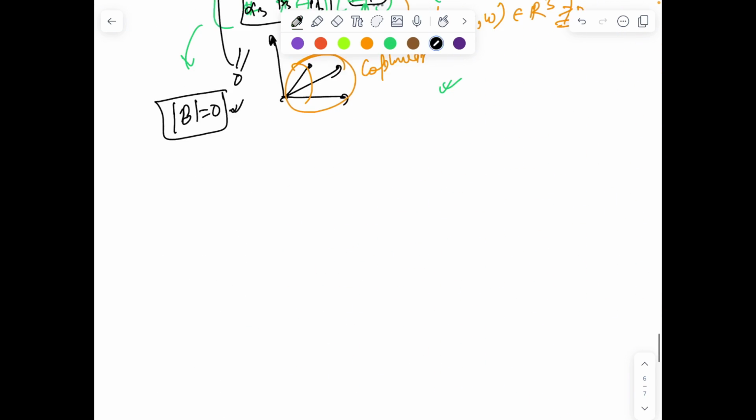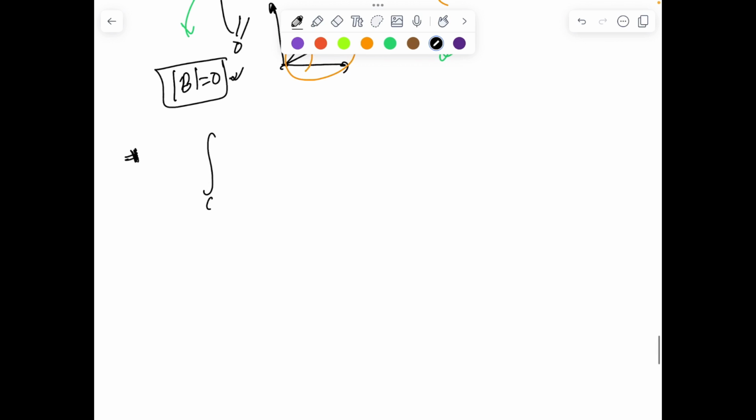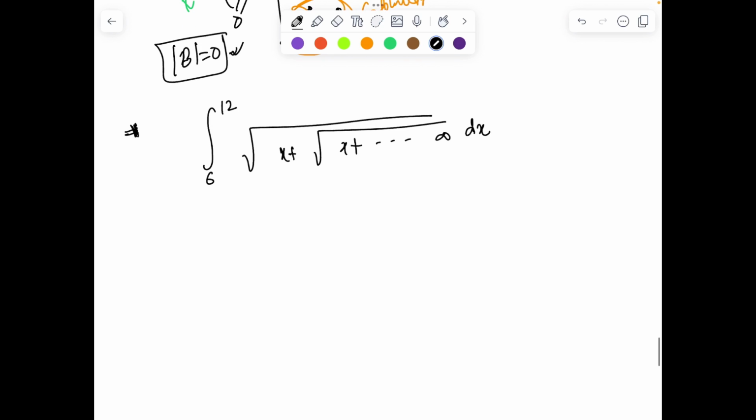So let's finish this session with one last problem, and then put in the comment box how many problems you were able to do by yourself. So the integral from 6 to 12 of root over x plus root over x plus root over x till infinite times. The obvious way of solving this reminds you of the class 19 question of root 2 plus root 2 and so on.